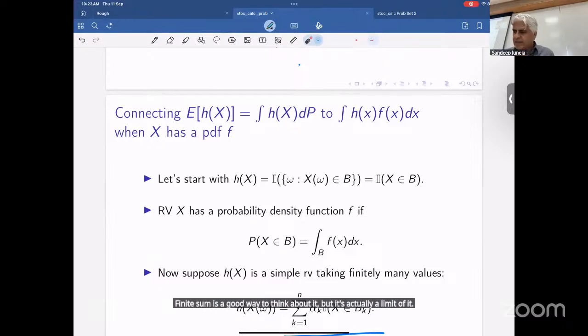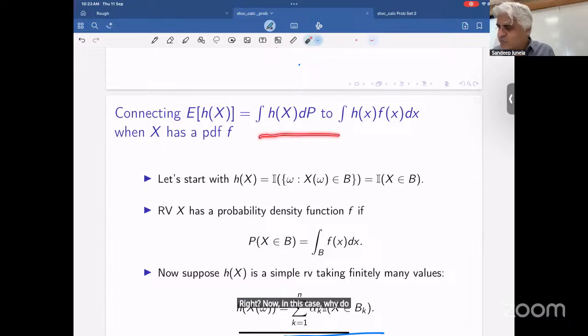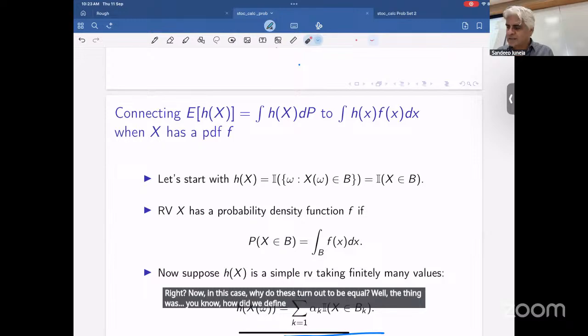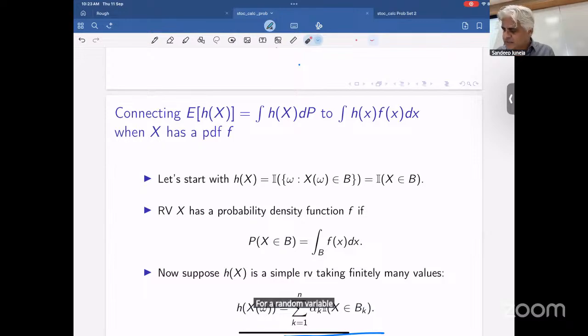Now, in this case, why do these turn out to be equal? Well, how did we define the density function? For a random variable, we define the density function as follows. That's how we start. We say X has a density function, small f, for giving probabilities to it.